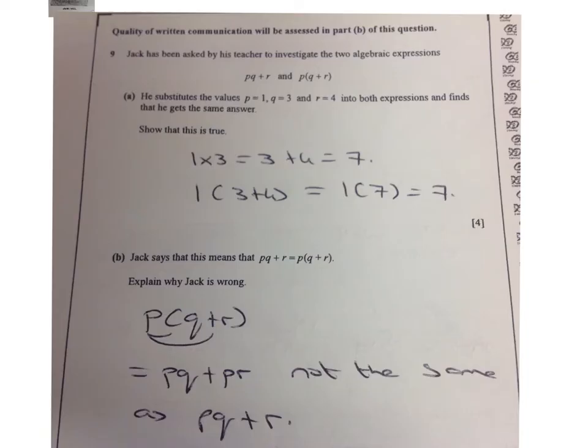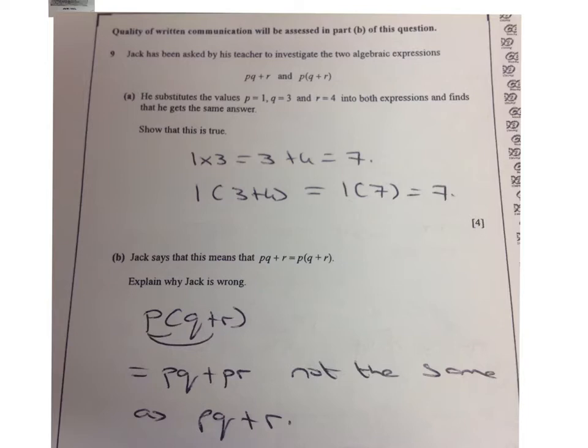And so, folks, we get to the harder questions. These are the 4-mark questions we've got to get right. Now, Jack has been asked by his teacher to investigate 2 algebraic expressions, PQ plus R and P brackets Q plus R. He puts the values P 1, Q 3 and R 4 into the expressions and finds that he gets the same answer. Show that that is true.